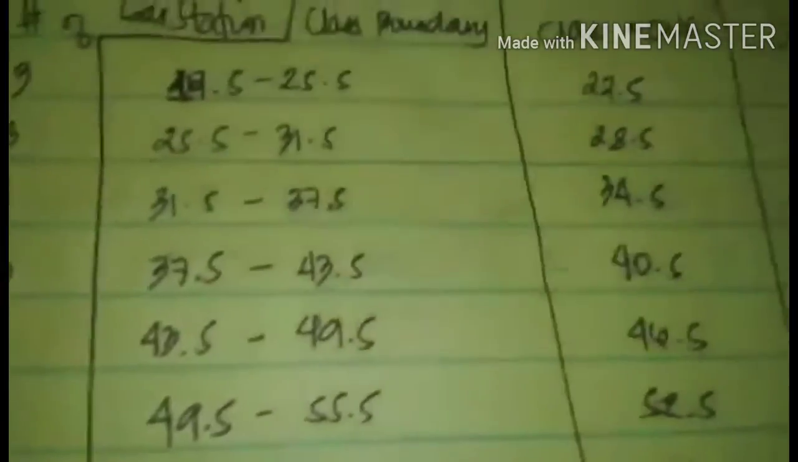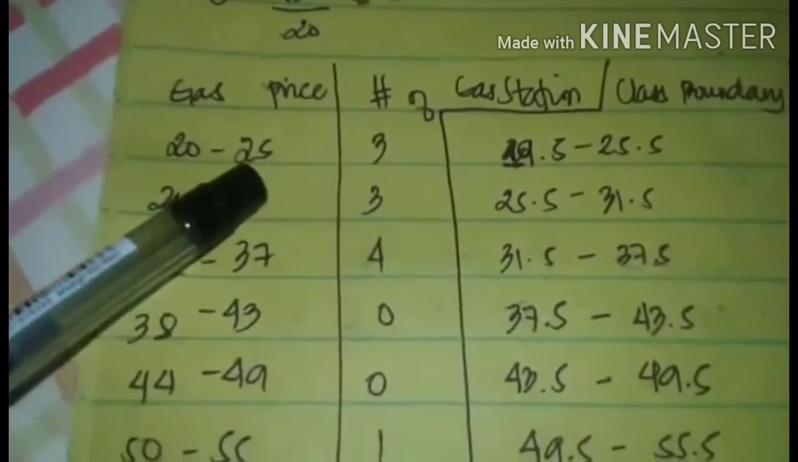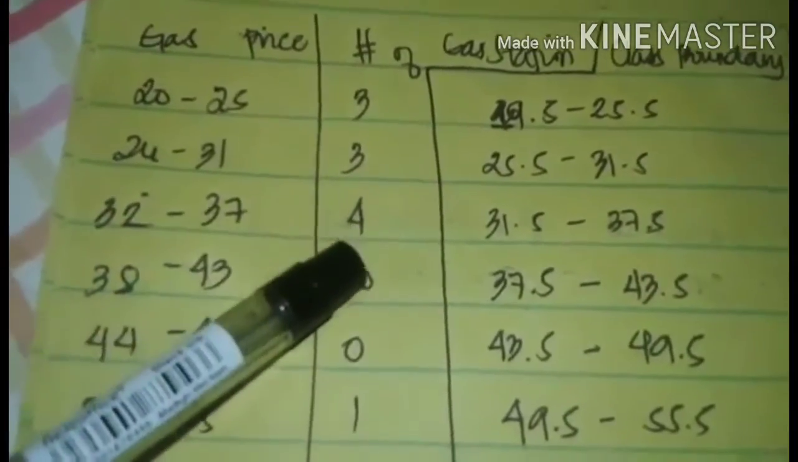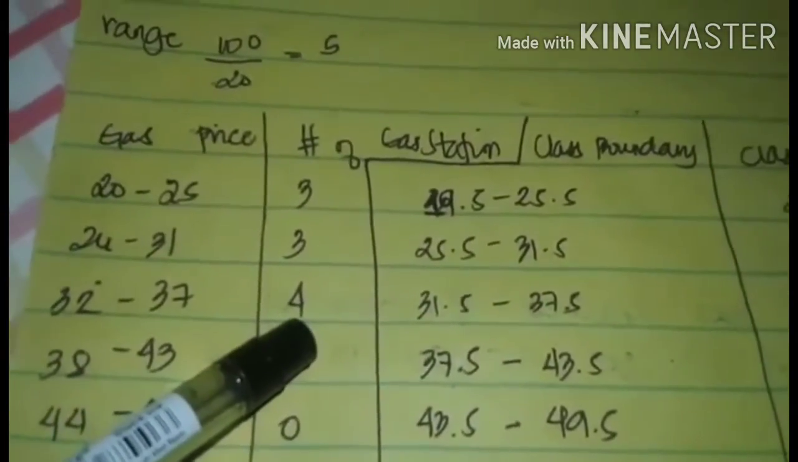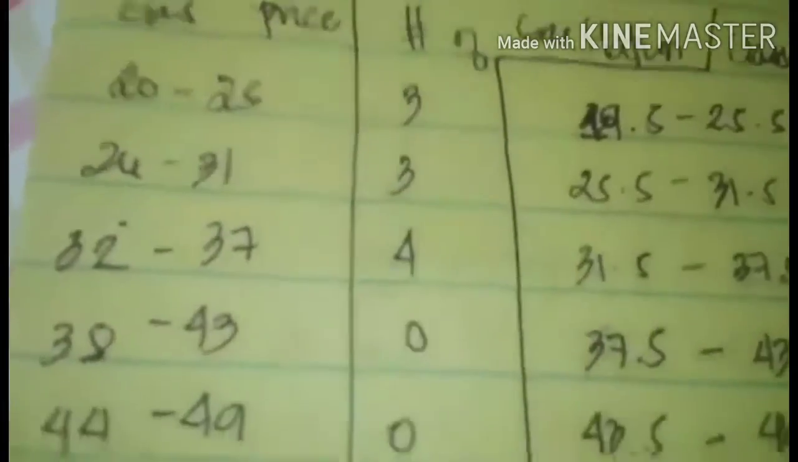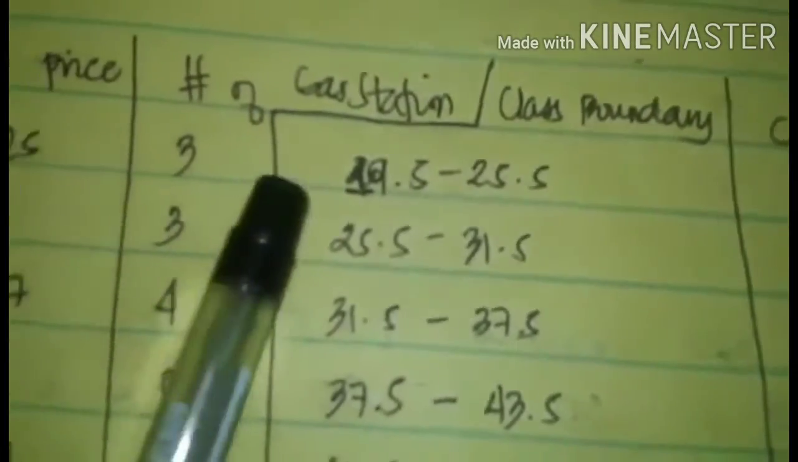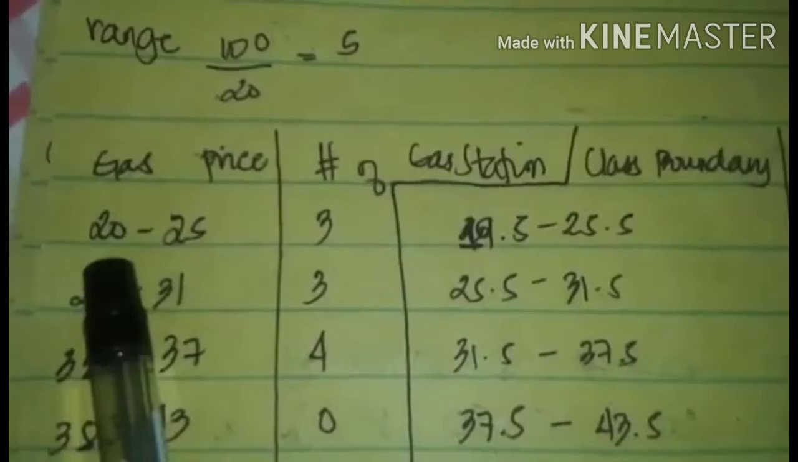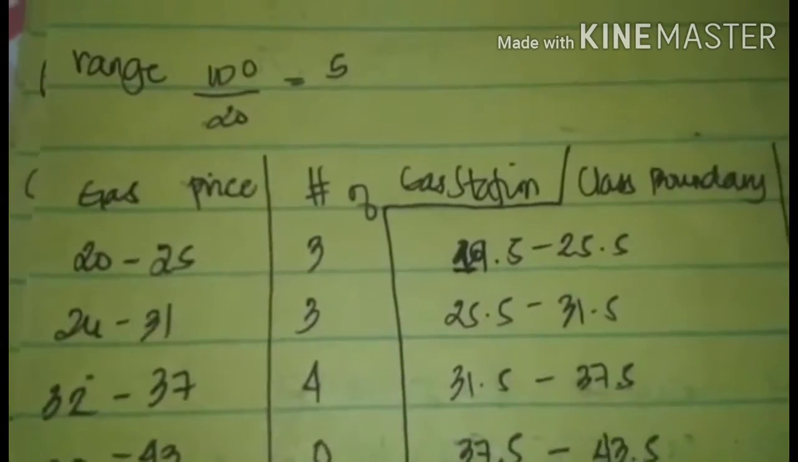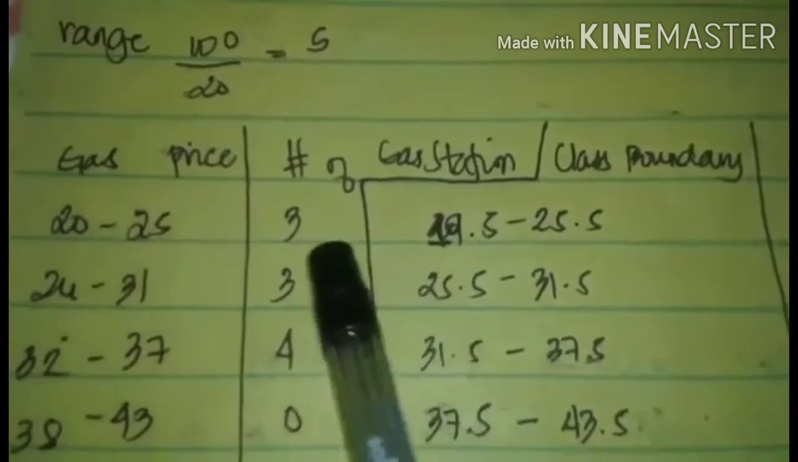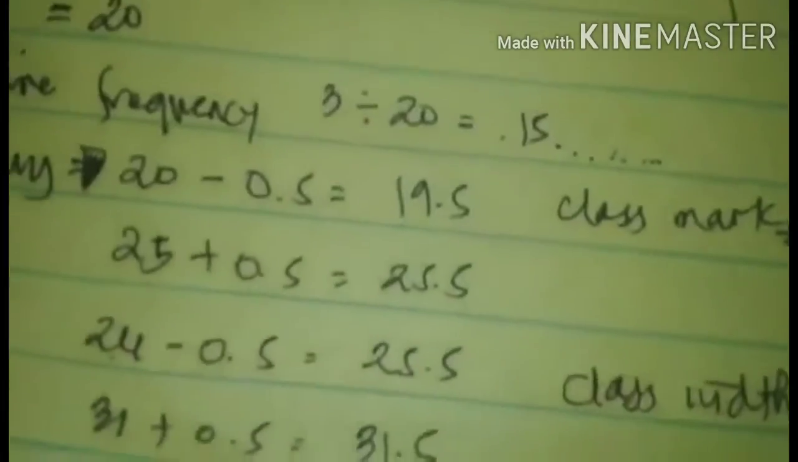For the number of gas stations, we have for 20 to 25, 3, and 3, 4. This is the number of gas stations, as you can observe here. That's how they appeared in the data. So we had a total of 20. For the class boundary, as I have said, we need to subtract 0.5 from the lower limit and add 0.5 to the upper limit, so we have this. Same procedure for the rest, and so on and so forth.